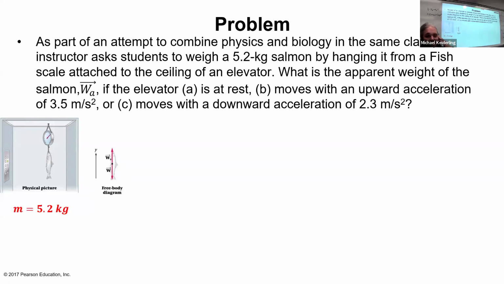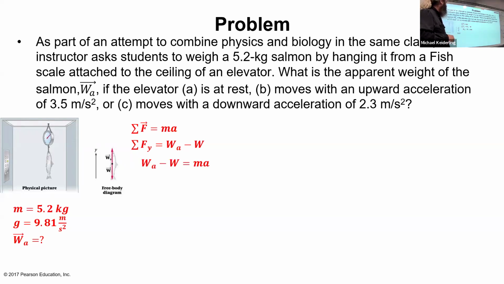So we know the weight of the fish is 5.2 kilograms. These are the mass of the fish, not the weight. The weight of the fish is 5.2 kilograms times g. G is 9.81 meters per second squared. We're trying to find the apparent weight in 3 different situations with different accelerations. So in general, force equals mass times acceleration. The net force equals the apparent weight minus the actual weight, which means apparent weight minus actual weight equals mass times acceleration. We can substitute in mg for actual weight and then solve for apparent weight.